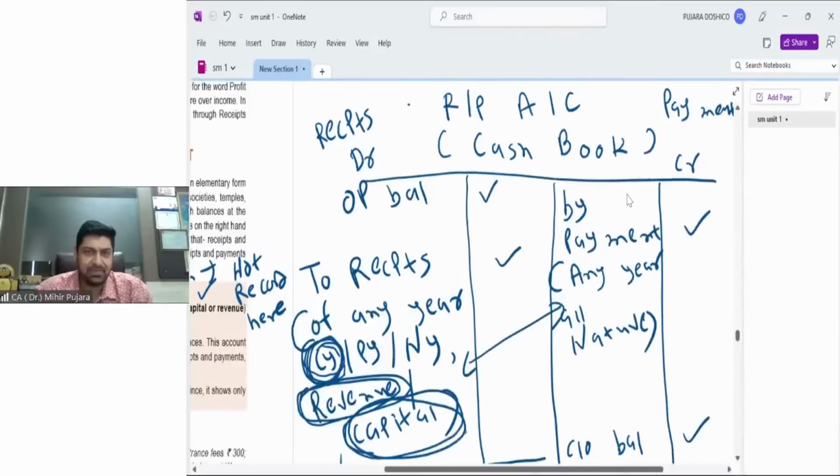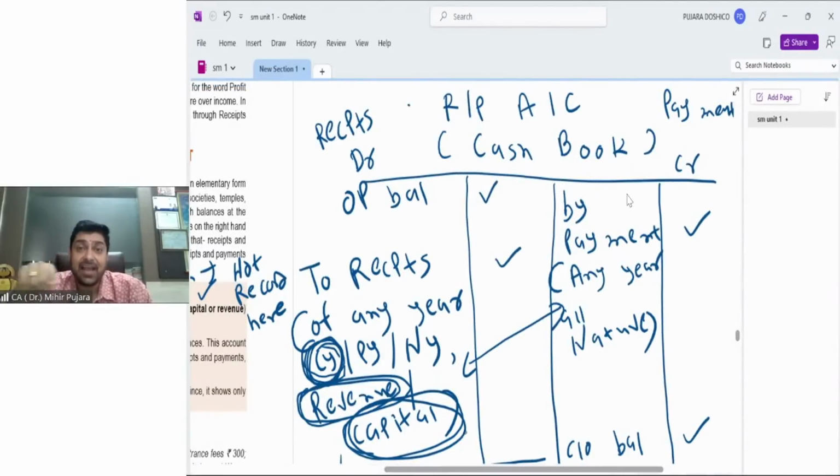So in RNP, whatever current year receipts and whatever revenue receipts are transferred to INE, and whatever capital receipts are transferred to balance sheet. Same with payment. All the payments which are of revenue nature and the current year are transferred to INE, and whatever payments are of capital nature are transferred to balance sheet.